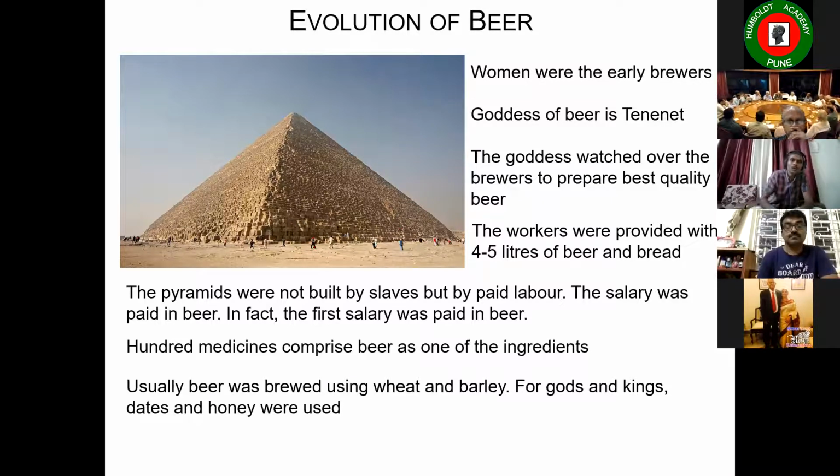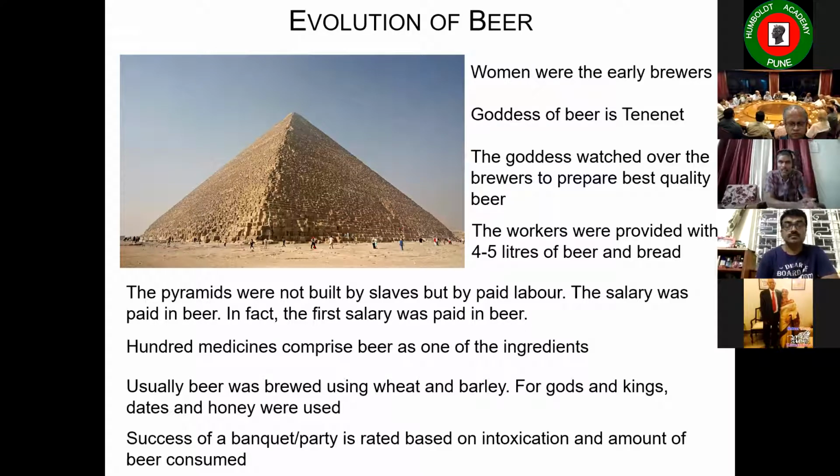And the beer was usually brewed using wheat and barley. For gods and kings, they used to make it with dates and honey. So in a banquet, the success of the banquet was decided based on intoxication and the amount of beer consumed. So in Egypt and Mesopotamia, these are regions where agriculture brought in a food that is for pleasure, and it was very widely used.